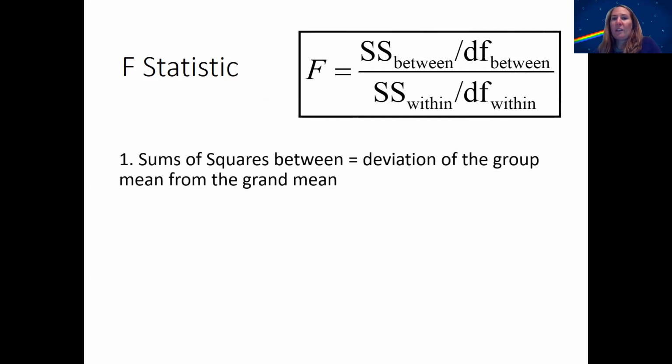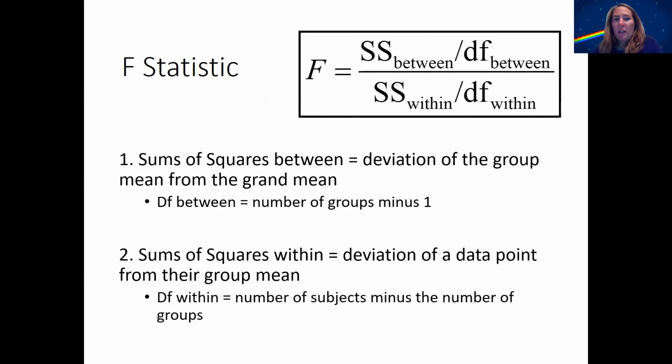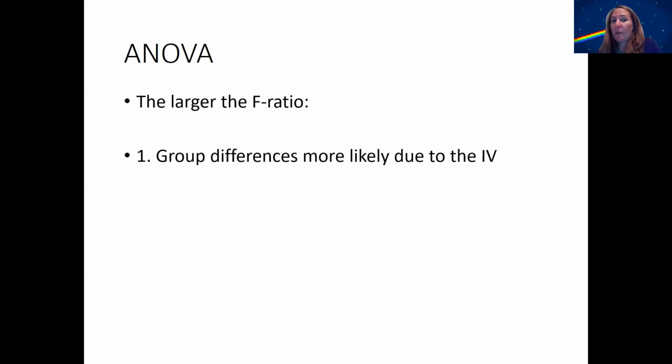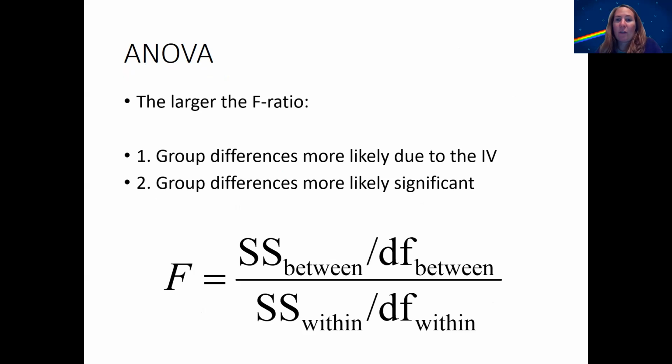So for the sums of squares between, this is the deviation of the mean from the grand mean. And our degrees of freedom here is the number of groups minus 1. No, my battery's running low. I better hurry up. And then for our sums of squares within, this is how any data point varies from its group mean. And this is the number of subjects minus the number of groups. Okay. The larger our F ratio, I've already talked about this, the more likely it is due to the independent variable, and also the more likely we're going to see significance, which is what we want, right? We want our p-value to be less than 0.05 so that we can reject the null hypothesis.